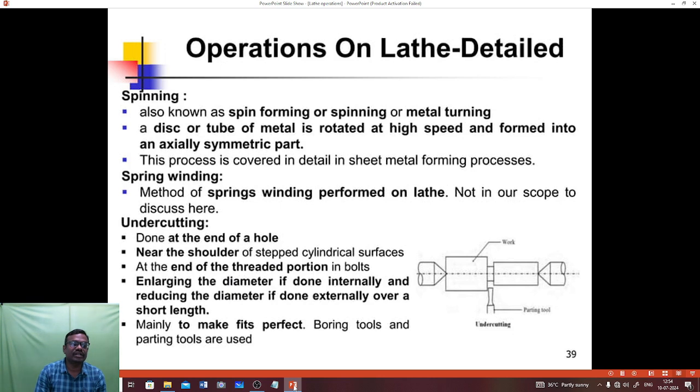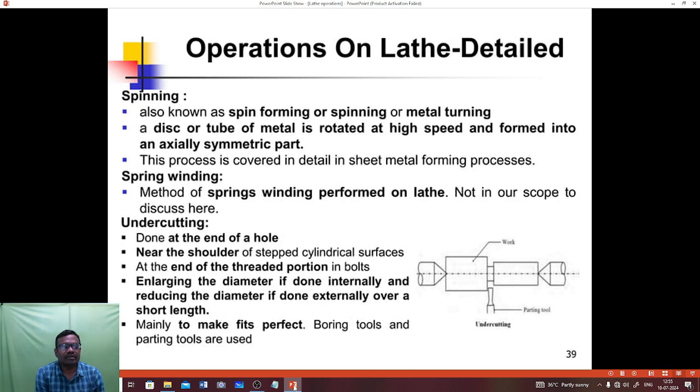The next one is spinning, also known as spin forming or metal turning. A disc or tube of metal is rotated at a high speed and formed into an axially symmetric part. This process is covered in detail in sheet metal forming processes. Spring winding, method of spring winding performed on lathe, not in our scope to discuss because it is a very advanced topic.